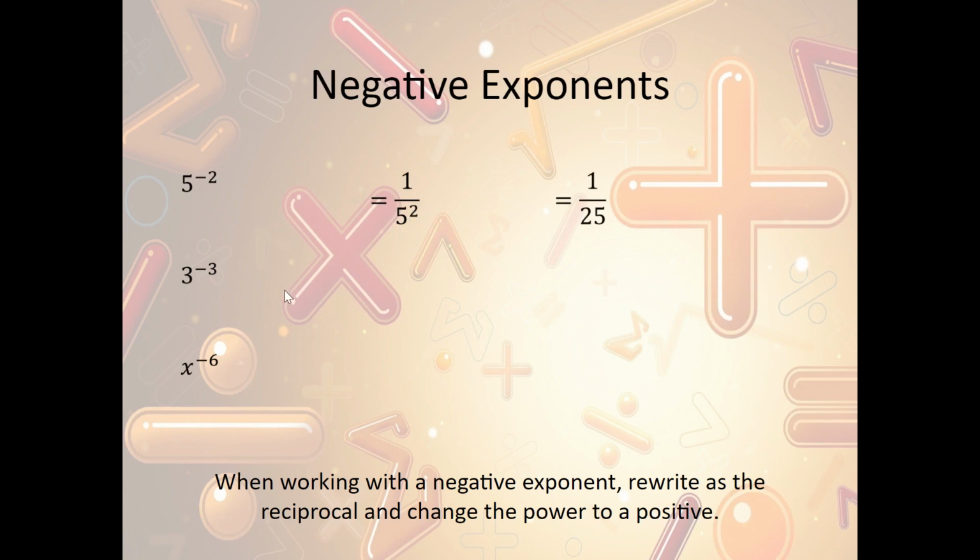So again, that becomes 1 over 3 to the positive third power. 3 to the positive third power is 27, so it's 1 over 27. Now we have x to the negative sixth power. So we're going to flip that and it becomes 1 over x to the positive sixth power.